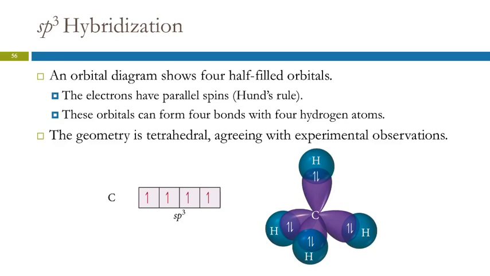Because this is a combination of an s and 3 p orbitals, we call it sp3. Any questions?